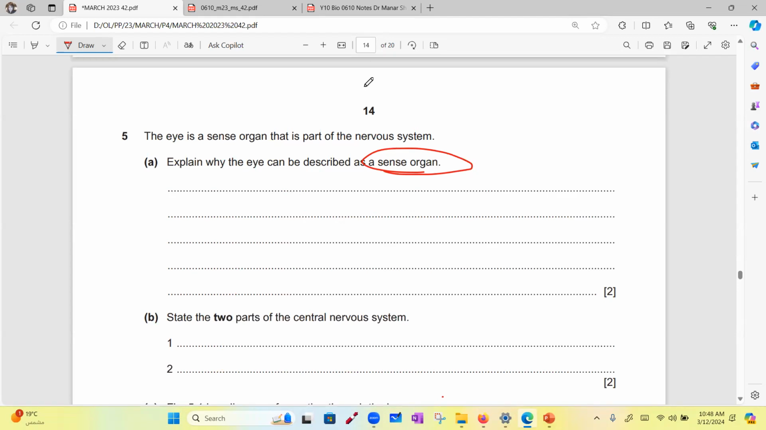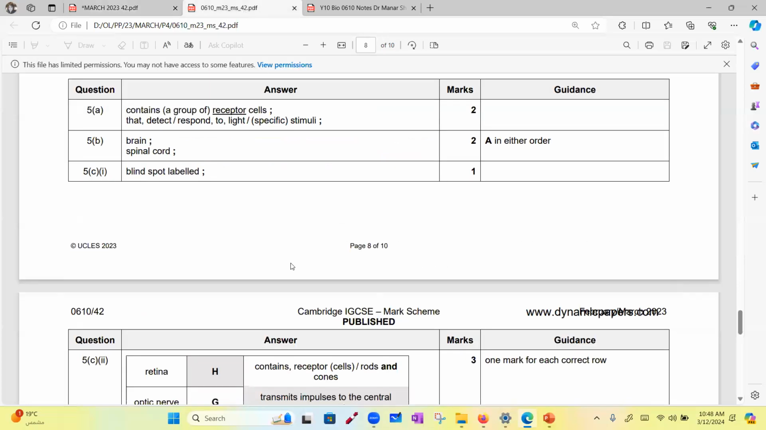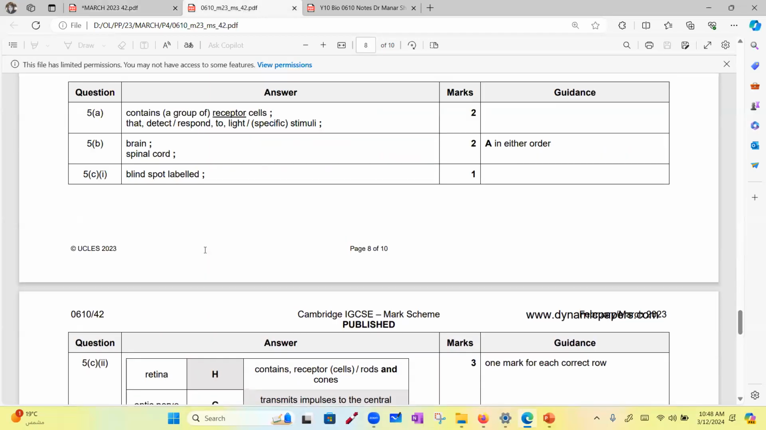Write it down. Okay, this is the mark scheme. I sent you even the mark scheme. Receptor cells that detect and respond to specific stimuli. If you want to give an example, give an example. This is here, we're number 5.